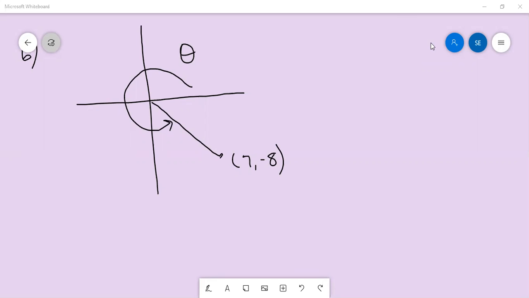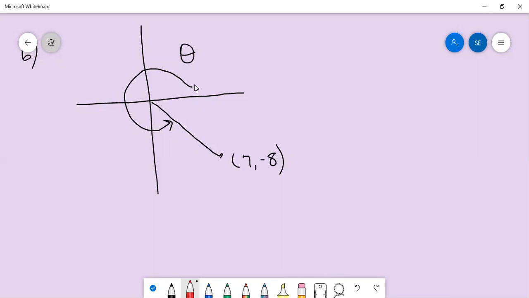So question 6 gave us this point, (7, -8), and it wanted us to find, what do we want to find? We wanted to find cosecant of that angle. So in order to find cosecant of that, we need to have this third side of the triangle.